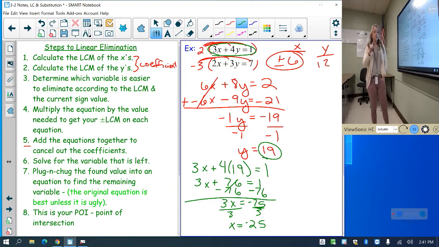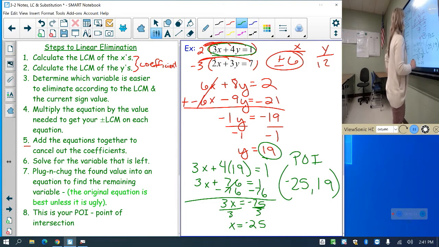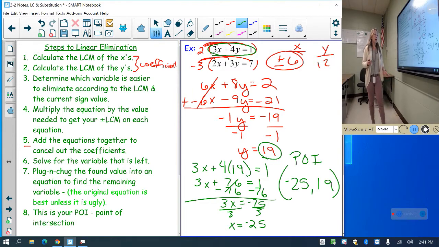My point of intersection, remember the goal of all of this, the reason we calculate all this algebra is to find the point of intersection of two lines. Well, the x value is negative 25 and the y value is 19. We call that the point of intersection or the solution. Now, if you want to check your answer, go ahead and graph it.